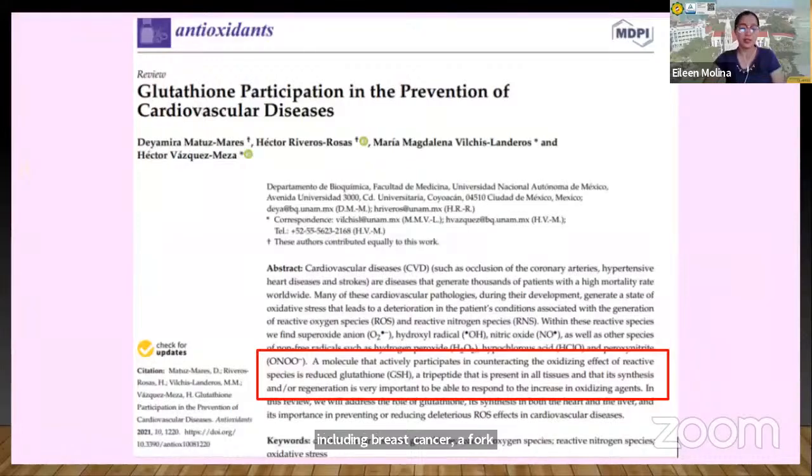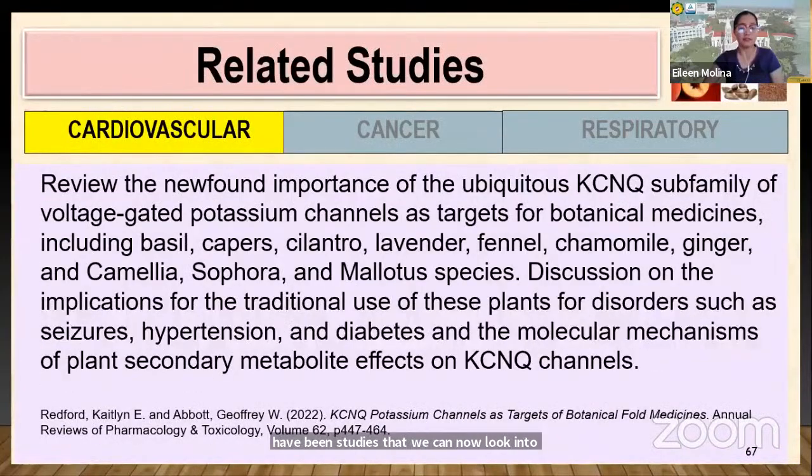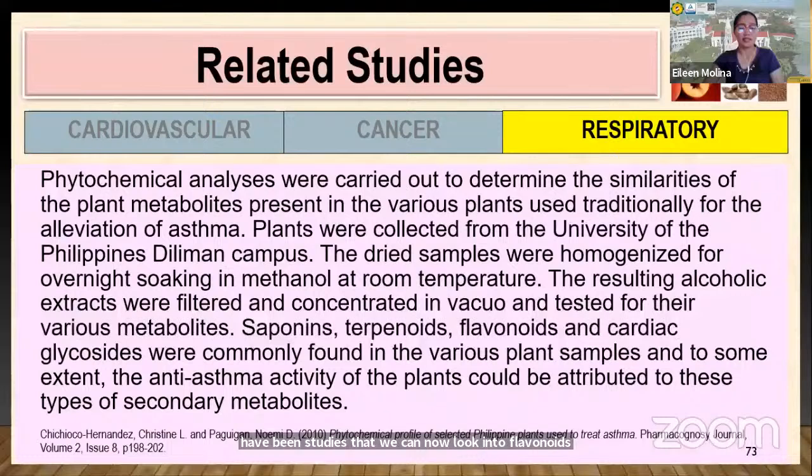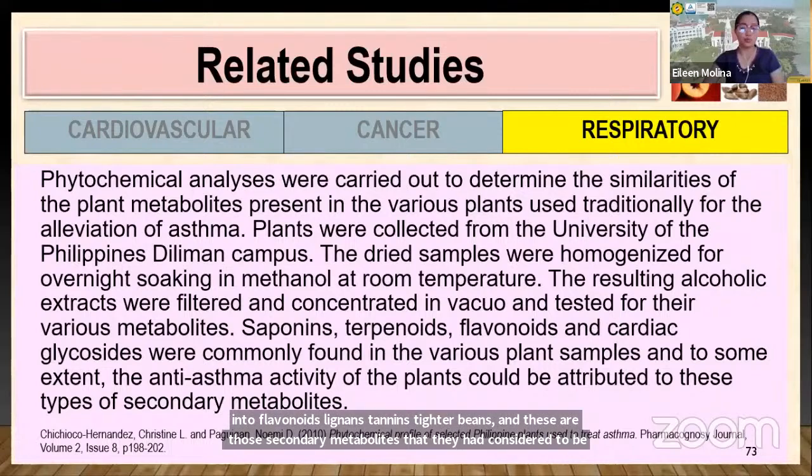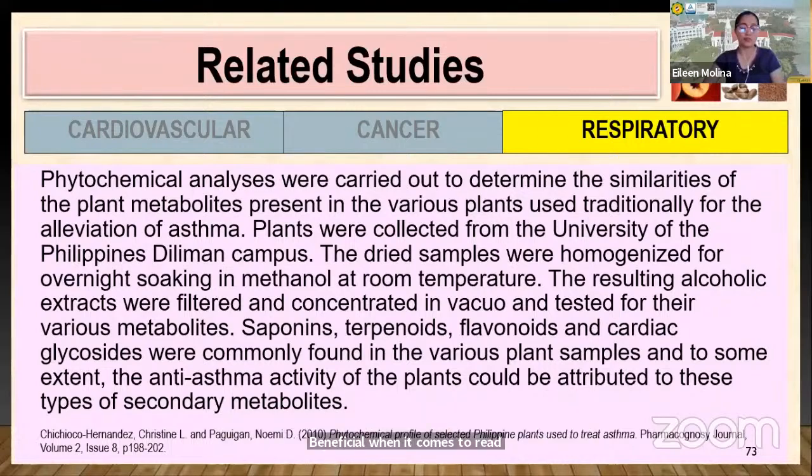For respiratory-related conditions, there have been studies that look into flavonoids, lignans, tannins, and triterpenes. These are the secondary metabolites that were considered to be particularly beneficial when it comes to the management and prevention of respiratory conditions.